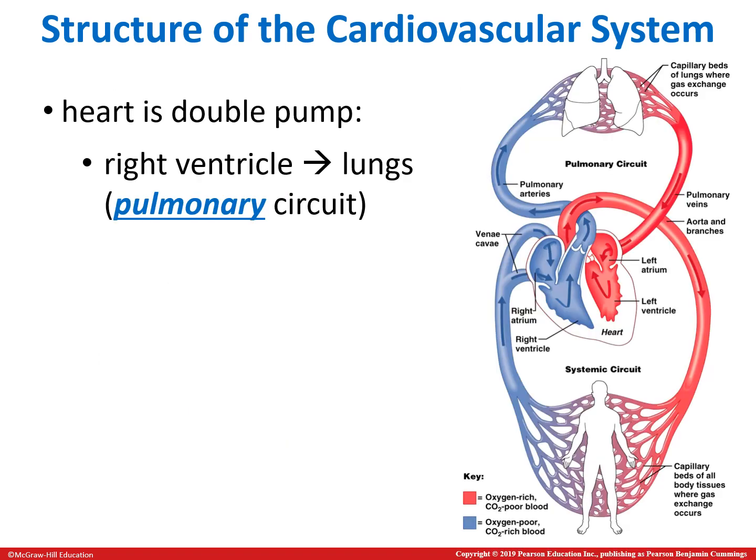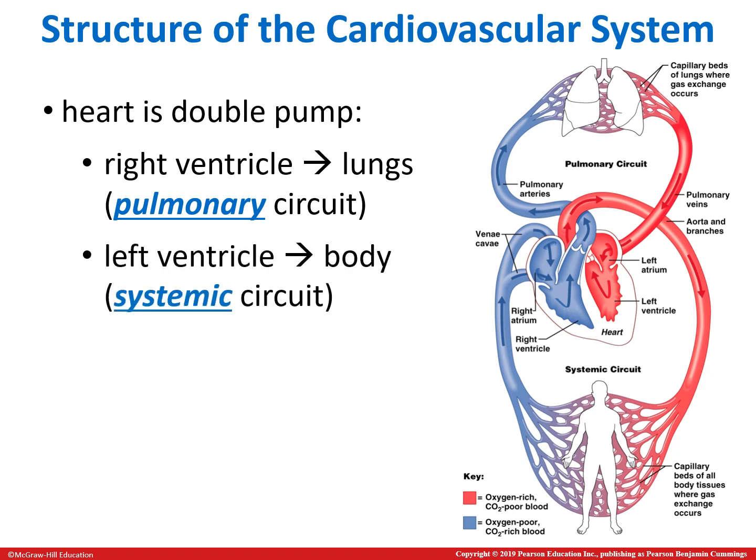Recall that the heart is a double pump, and the right side is serving the lungs through the pulmonary circuit, and the left side is serving the rest of the body by way of the systemic circuit. And it's at the tissues where the capillaries are doing all of the delivery and pickup of those components that we just mentioned.